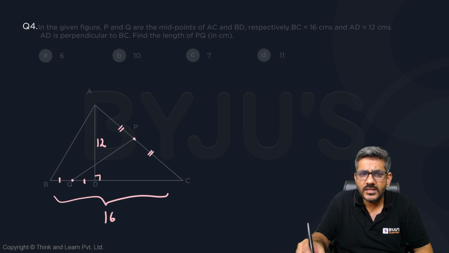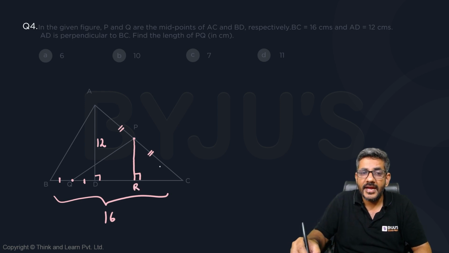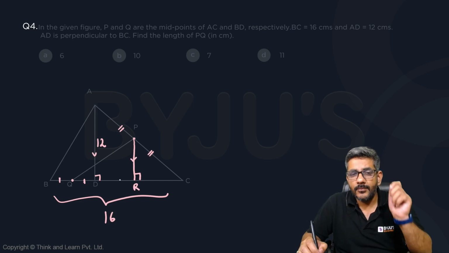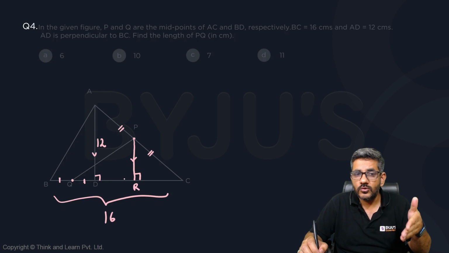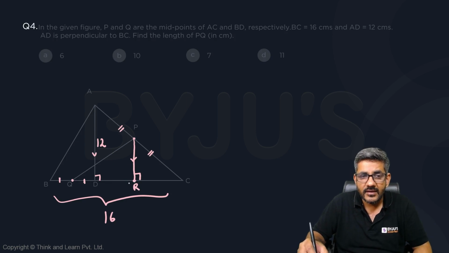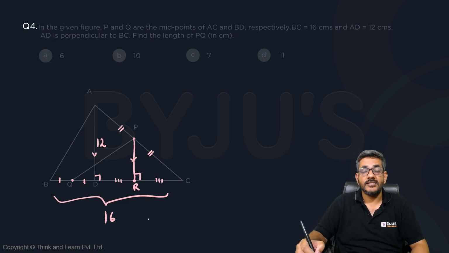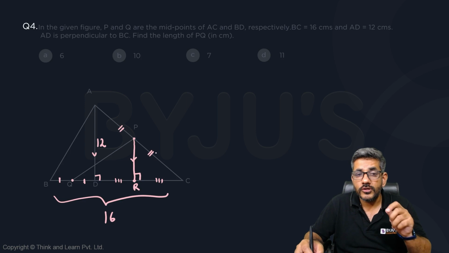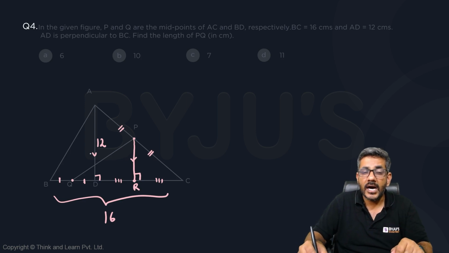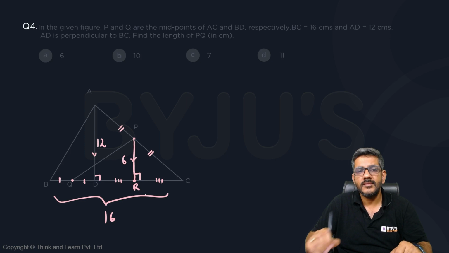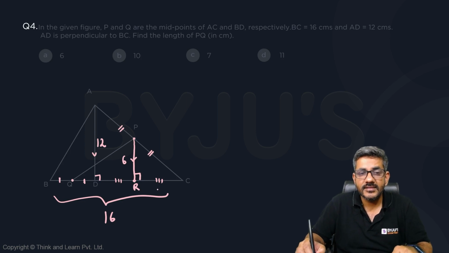So can't I just do one thing? I drop a perpendicular from P on BC. Let's call it PR. This PR would be parallel to AD, right? Why? P is the midpoint of AC, and PR is parallel to AD. Then R would automatically be the midpoint of DC. And by the midpoint theorem, I can also say the length of PR will be half of AD, that is equal to 6.